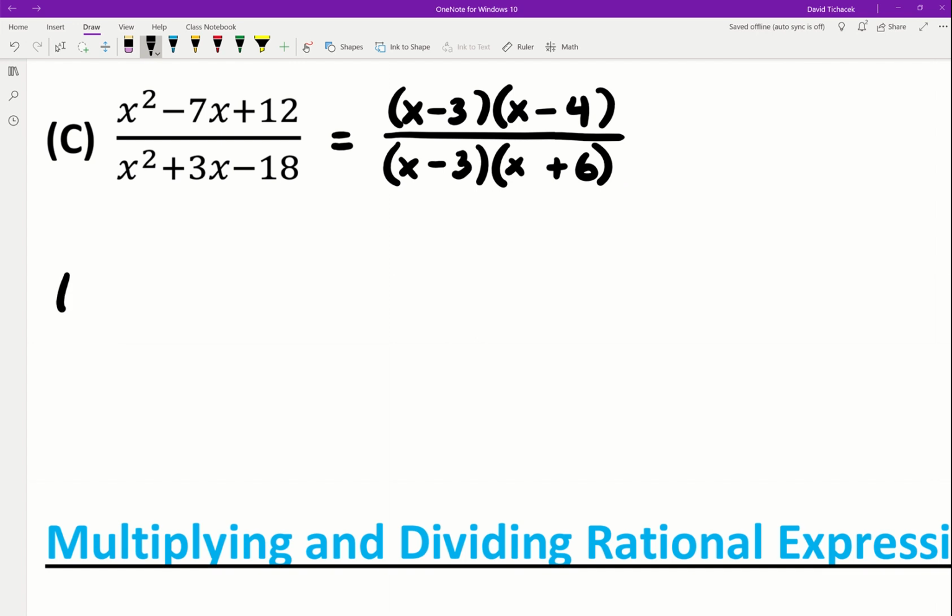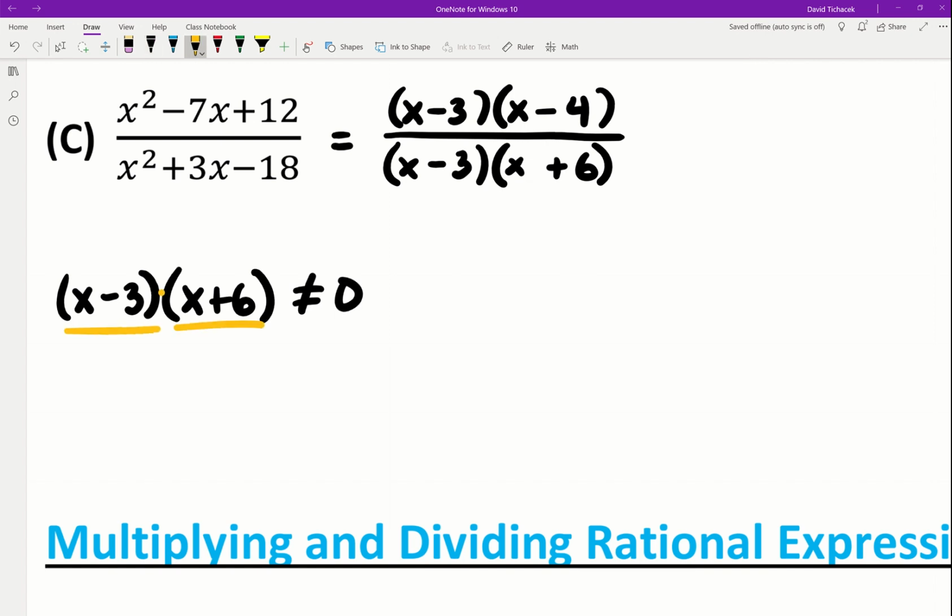So I might do that over here. Another copy of my denominator, that's the factor of x minus 3 times the factor of x plus 6, and I want to say that that's not equal to 0. And so remember, use the zero product property to figure out what values are going to create some problems here for us. So I'm going to set these individually equal to 0. So x minus 3 cannot be equal to 0, and x plus 6 cannot be equal to 0. And then you would just solve these.